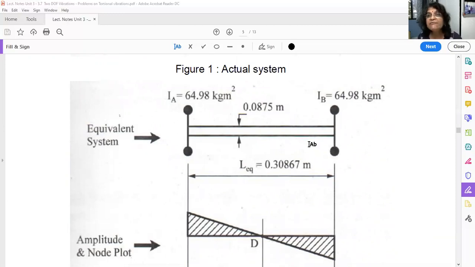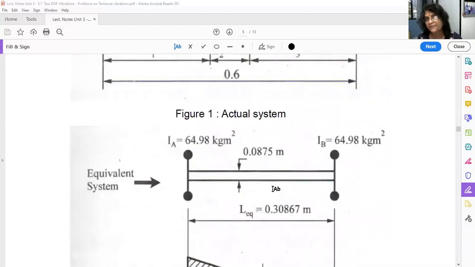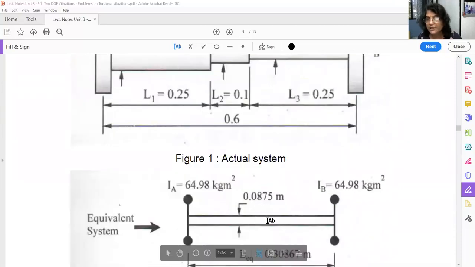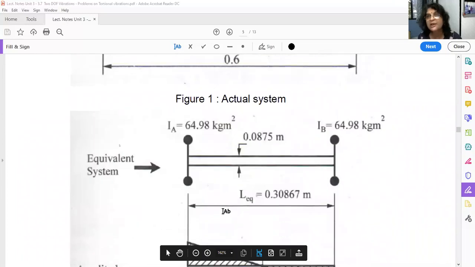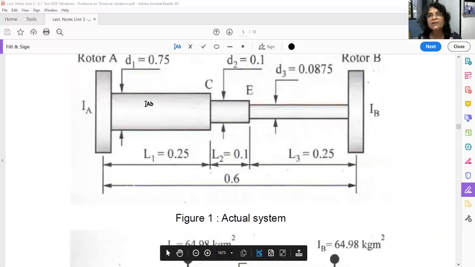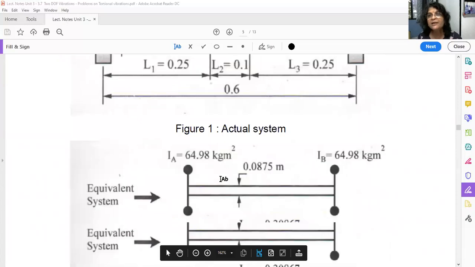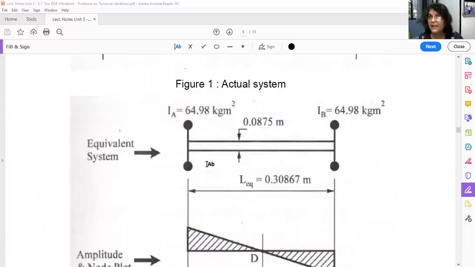So this is the equivalent system. This system has been converted into an equivalent system. There are two things: what diameter we should find out, that is dE, and what the equivalent length should be. I told you that the equivalent diameter can be taken equal to D1, D2 or D3, and then assuming that diameter, we have to find the equivalent length. So let us go to the solution.